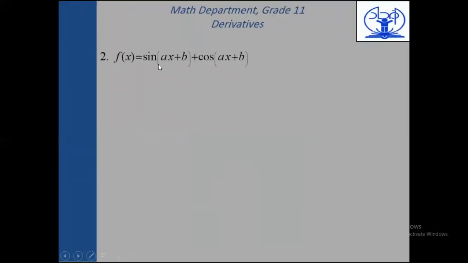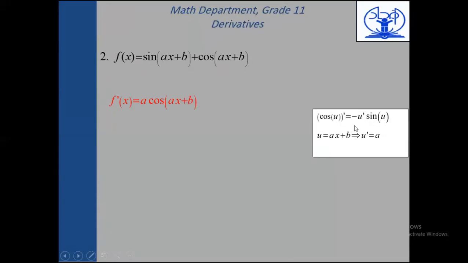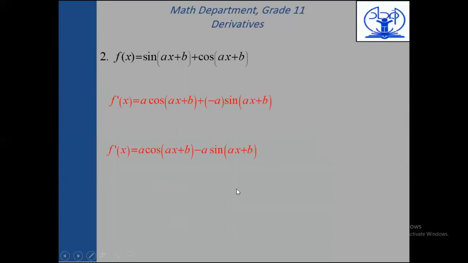Next, f of x equals sine of ax plus b, plus cosine of ax plus b. This is very similar to the previous one, but u and v are different. So again, the derivative of sine u is u prime, which is a, times cosine u, which is ax plus b. Now, for cosine u, the derivative is minus u prime sine u, but u prime is nothing but a, and consequently this is minus a times sine of ax plus b. So the derivative of cosine u is minus sine u times u prime, and u prime is a here.